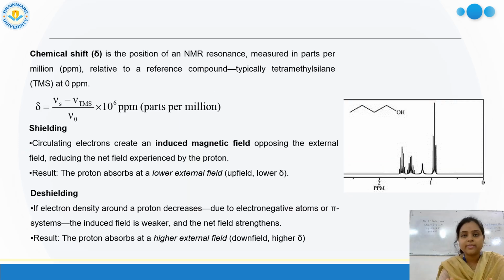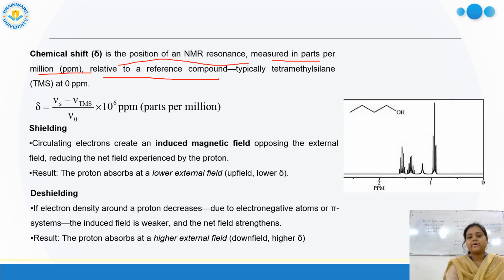So before interpreting any NMR spectra, first we need to understand several things. First is the chemical shift. I already discussed it in a previous slide. So what is that? The chemical shift is the position of an NMR resonance. It is measured in parts per million, relative to a reference compound, and this compound is typically tetramethylsilane, TMS.